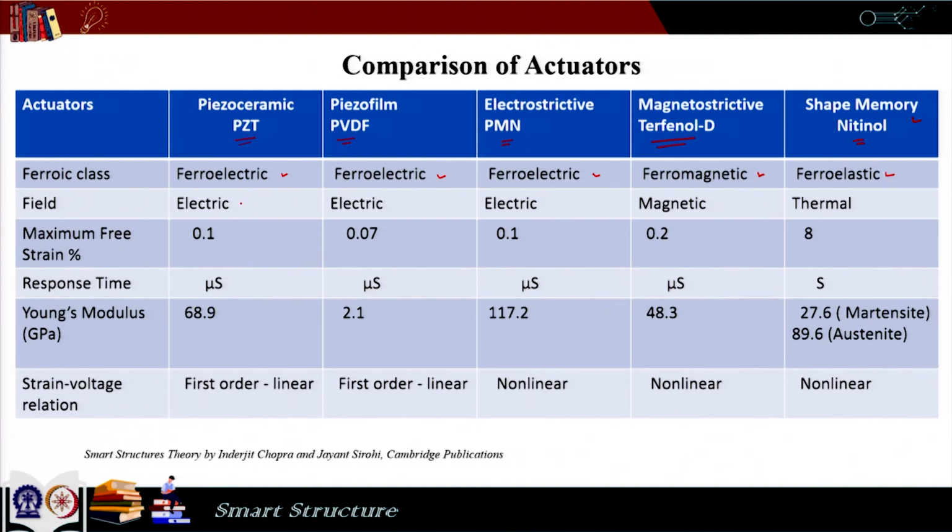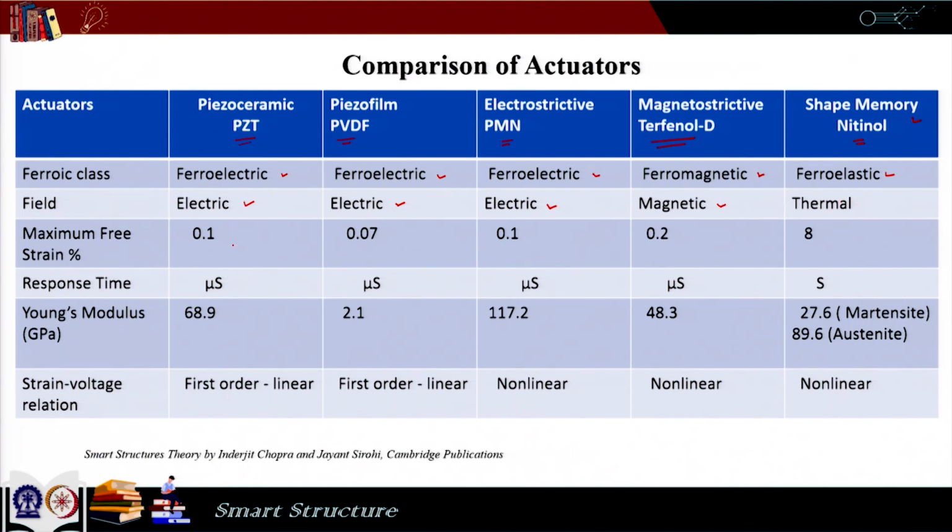Now, PZT materials need electric field for actuation, PVDF needs electric field for actuation, and electrostrictive materials need electric field for actuation. Magnetostrictive materials need magnetic field for actuation, shape memory alloys need thermal actuation.